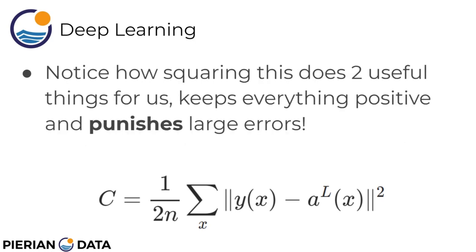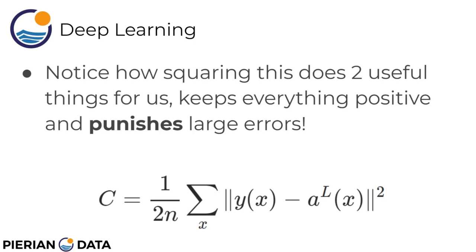So a really common question is, why are we actually squaring this? And it does two useful things for us. One, it keeps everything positive, because whether you have a positive error or a negative error, if you square it, it becomes positive, which is good because we want some sort of absolute measurement of error. If we weren't squaring this and we had negative and positive values, when you average it out, that could hover around 0, which is not a true indication of how far off you are. So squaring it makes sure that everything's positive.